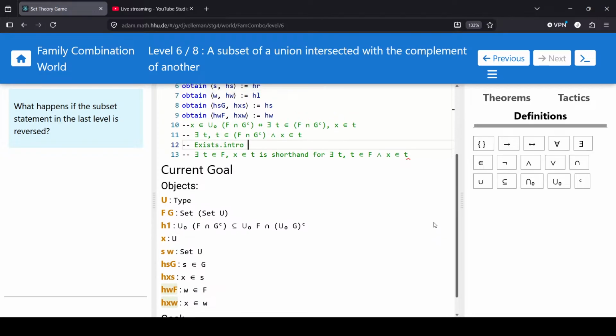So X could be either S, or X could be W, or T could be S something with W or something. I genuinely have no bloody clue. But then I'd need to prove that whatever T I pick is a member of F intersect G's complement.